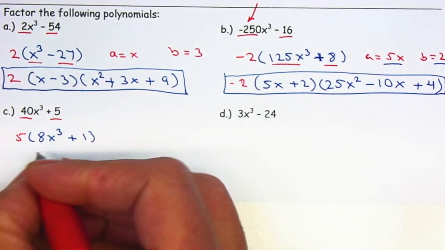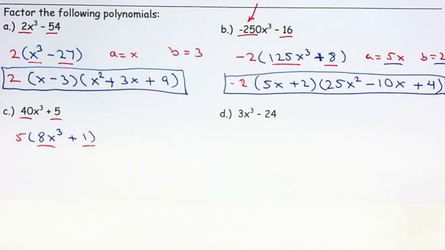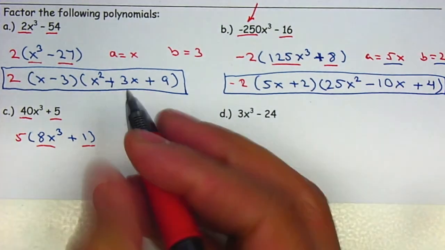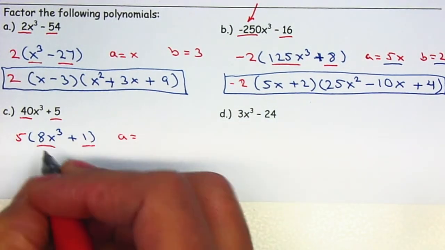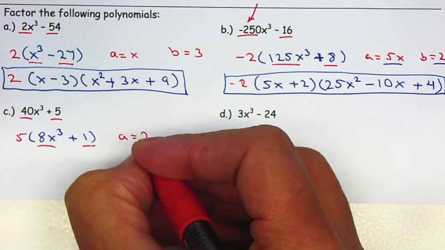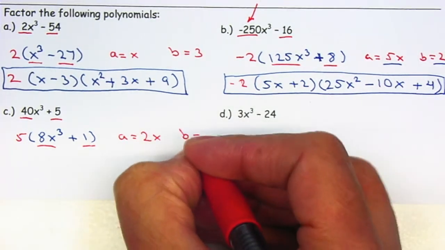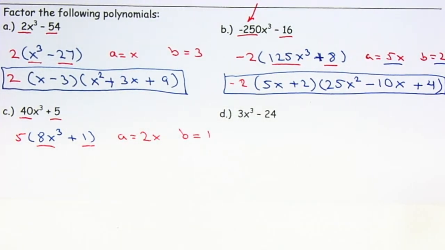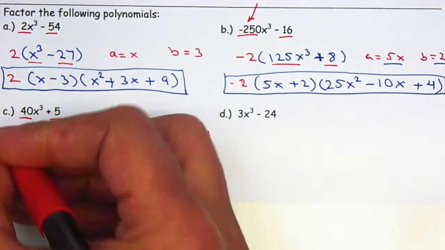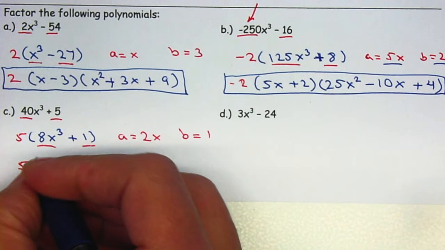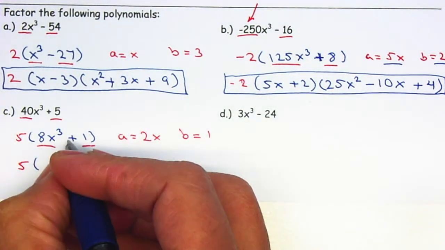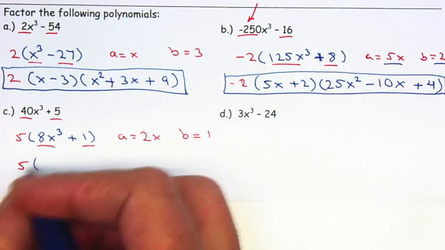Now, this is a cube, and this is a cube, so I'm going to use the sum of two cubes. The value of a, the number multiplied by itself 3 times that gives you 8x cubed, will be 2x. The value of b will be just 1. 1 times 1 times 1 is 1. Don't forget to bring down your 5 as part of your answer. The one with the plus will be a plus b, 2x plus 1.